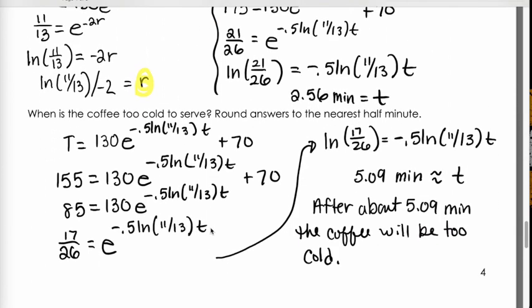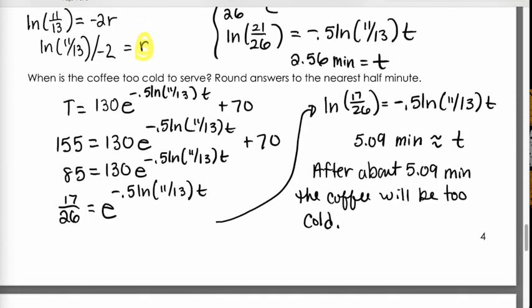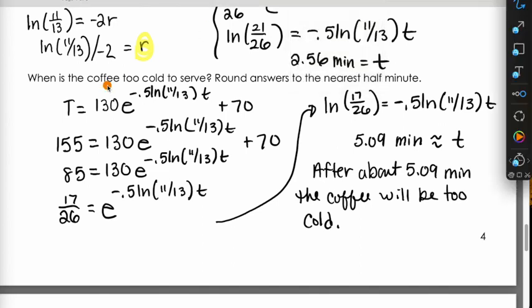Okay, let's look at the second part of this. When is the coffee too cold to serve? Well, that's when it's less than 155. So we're going to do the same thing, but we're going to put in 155 for our final temperature. I'm going to subtract 70 from both sides. That's going to give me 85 over here. And then I'm going to divide both sides by 130.